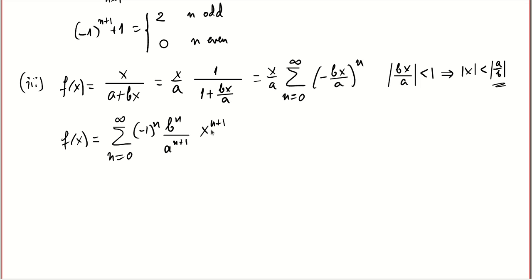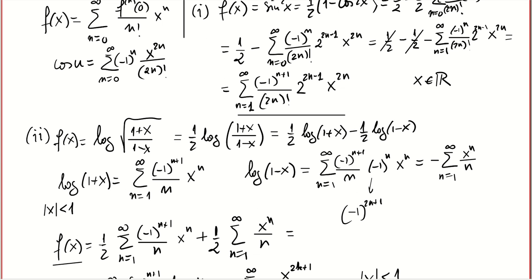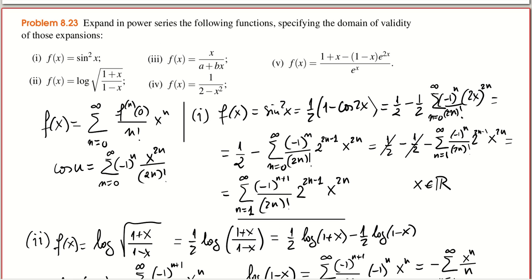And the nice thing to do is to write this in powers of just n, not n plus 1. For that, we just shift the index 1 unit up here and 1 unit down here. So we have minus 1 to the n minus 1 here, and we have b to the n minus 1, and here we have a to the n, and here we have x to the n. That is the expansion, and as I said, this is the interval of absolute convergence.